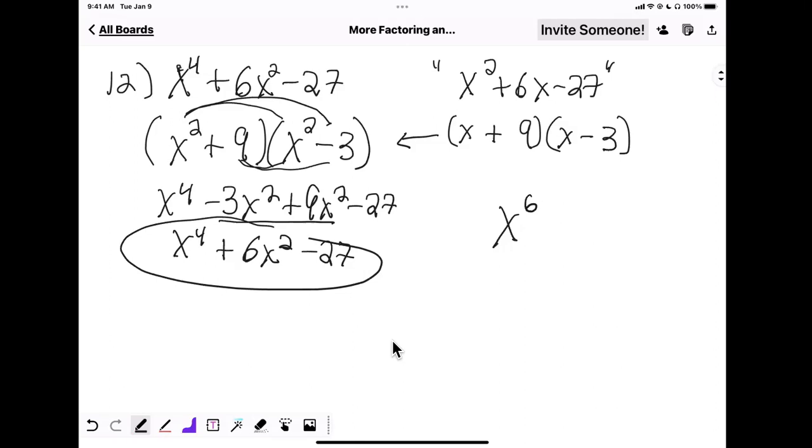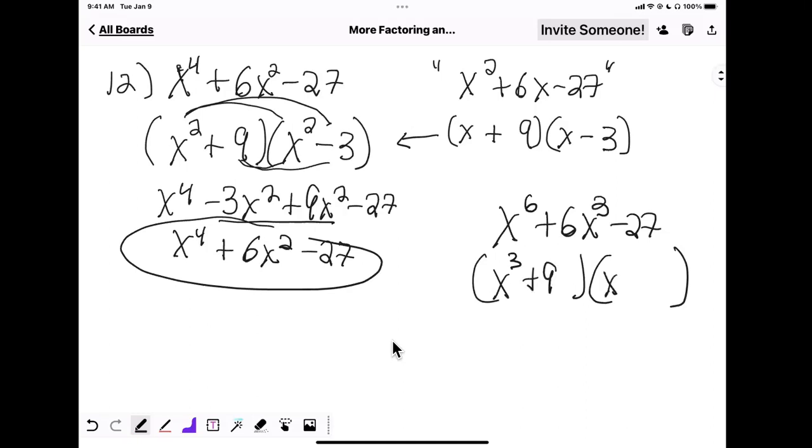If you're factoring x to the 6, let's say same problem, right? X to the 6 plus 6x to the third, that had to be a 3, minus 27. It'd be exactly the same, except you would have x to the third plus 9 and x to the third minus 3, kind of idea. You're going to see fourth powers. I don't think you're going to see 6 yet.